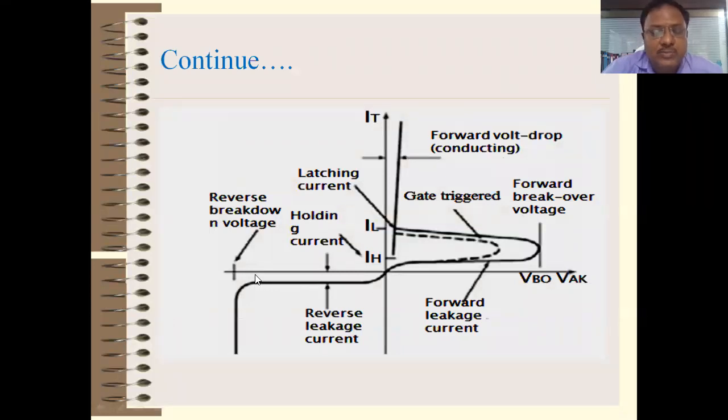This is called the reverse blocking state, where the current is very small, that is the reverse leakage current, and the SCR is in the off state, but not burnt out or damaged. That region is called the reverse blocking region. But if you increase the voltage further, beyond the reverse breakdown voltage, then your device gets damaged permanently.